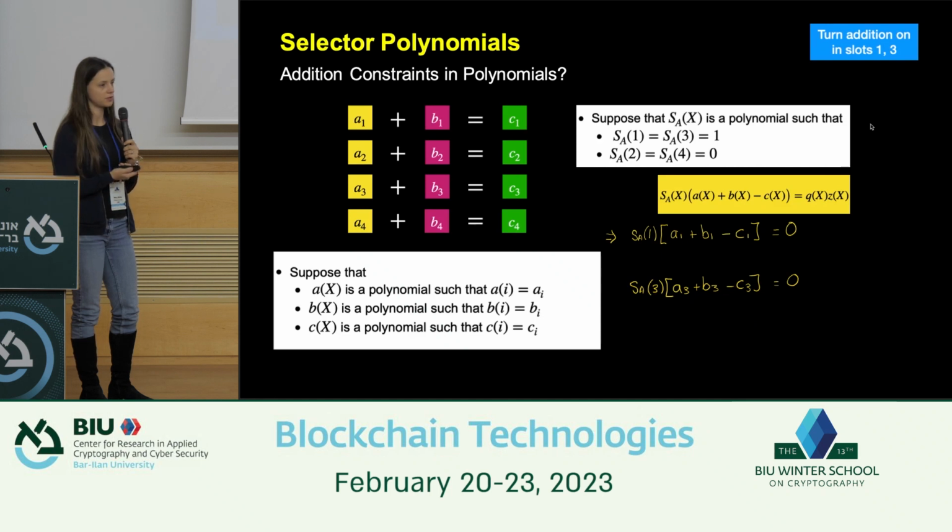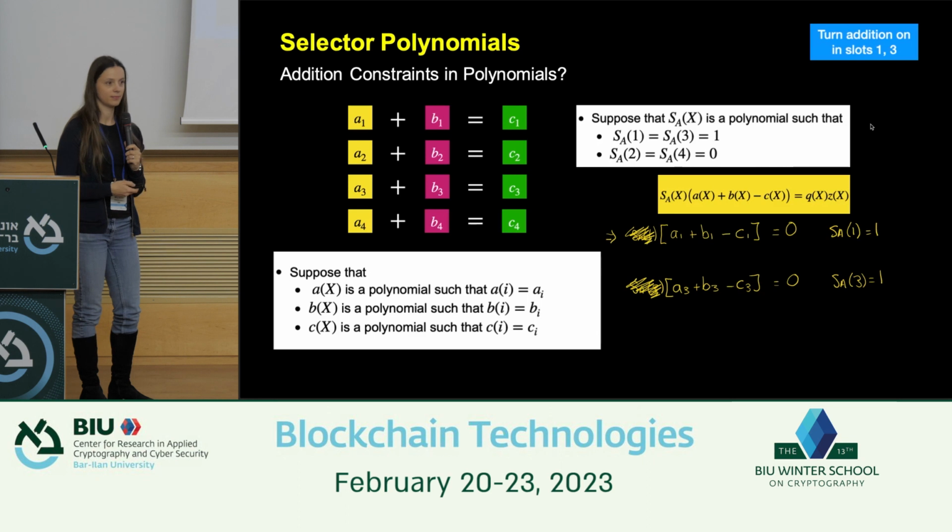So we're just left with the 2 constraints that we actually want, and they are the constraints that we want because the selector polynomial goes to 1 at those points. So that, again, just disappears in the way that we want it to.